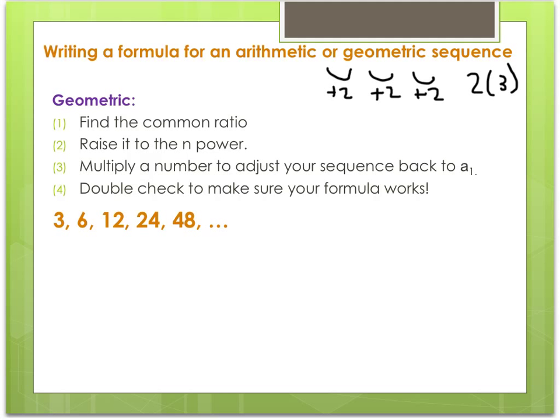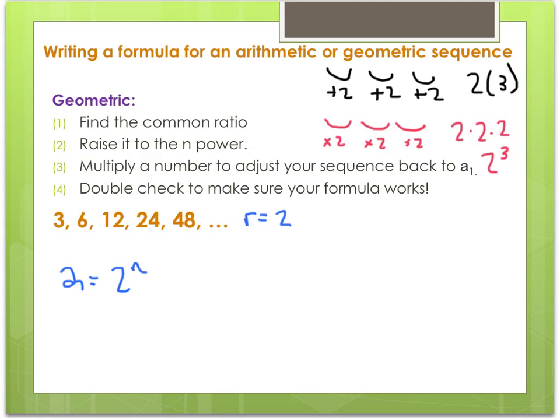Now for a geometric sequence, we are multiplying each time to get to the next term. So 2 times 2 times 2, well, I can represent that as 2 cubed. So we're going to be using exponents to represent our repetitive multiplication in a geometric sequence. So for this particular geometric sequence, we already found r to be 2. Now a sub n is not going to be 2 to the nth power, because if you double check, a sub 1 would be 2 to the first, which would be 2, but my a sub 1 is 3.